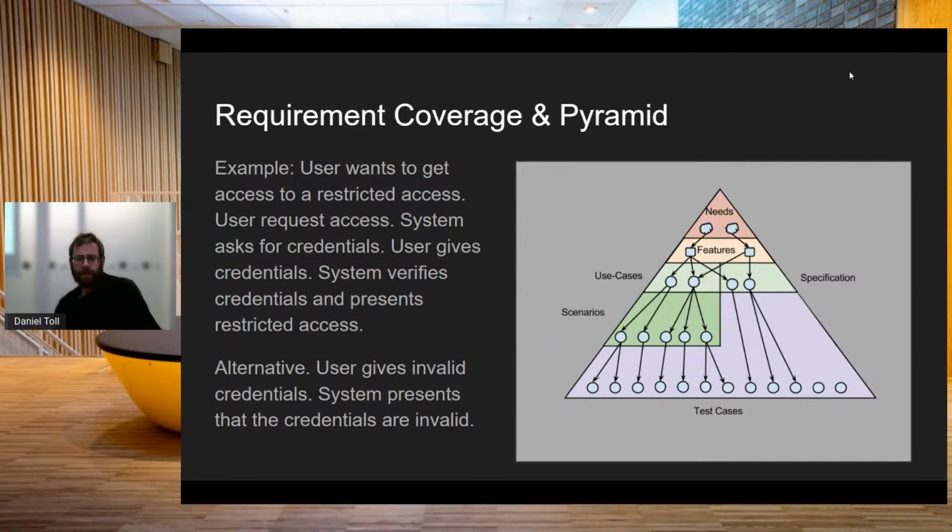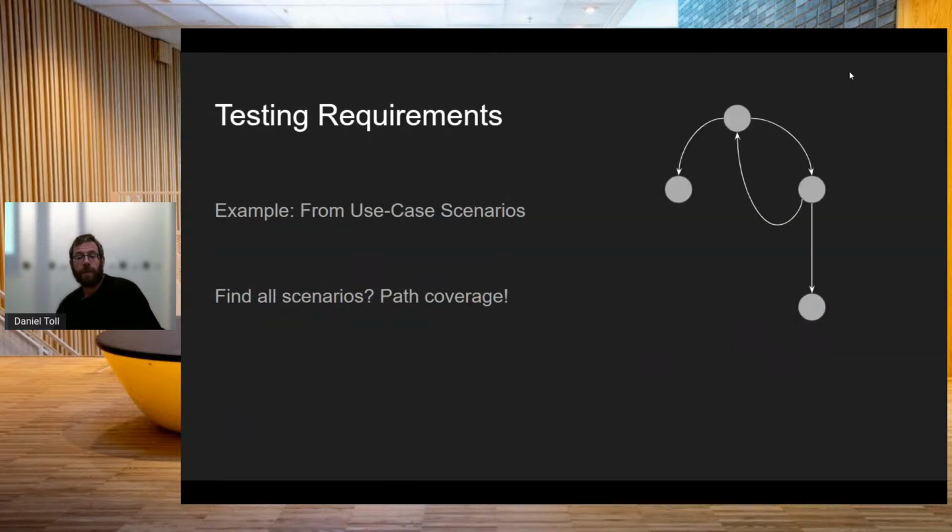So I think I've shown the exact same use case before. The user wants to get access to a restricted system. User requests access, system asks for credentials, user gives credentials, system verifies credentials, and presents restricted access. And then, of course, there could be alternate scenarios where a user gives invalid credentials. So that is one use case, and that use case can have at least 2 scenarios, one where you get access and one where you don't get access. And then we can create test cases from those.